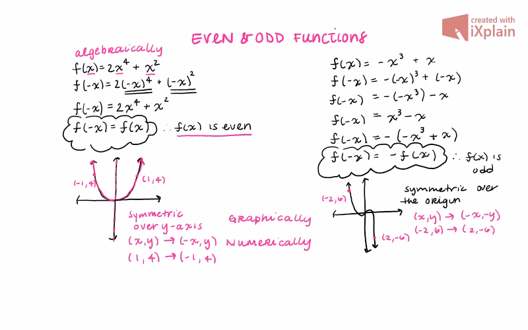So again, just like before, algebraically, I can check for even, odd, and neither by replacing every x in the equation with a negative x. Graphically, I can check for symmetry. And numerically, I can check for this specific point mapping.